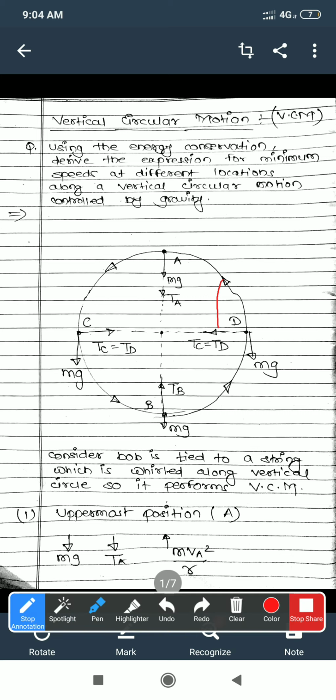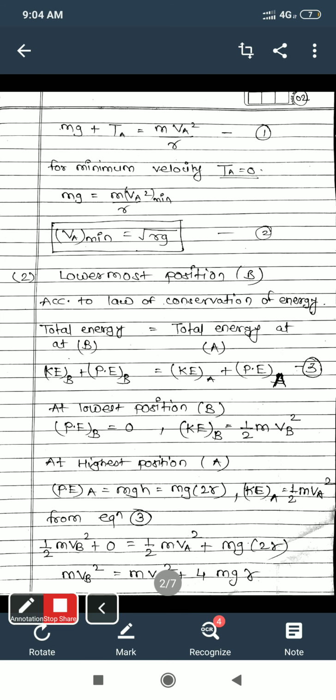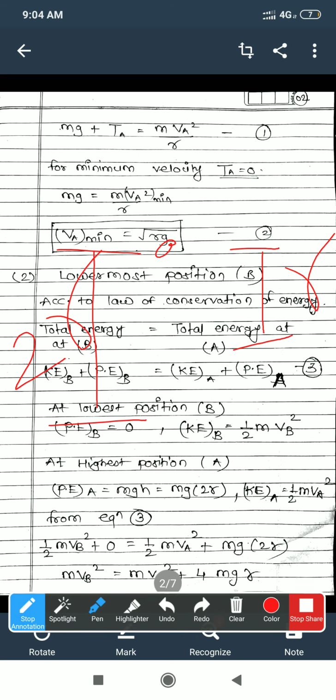At point A, if you consider this point, the total height will be 2r, and this much height will be r. So whenever you consider the potential energy, that is height h in that formula, at point A you will consider the height as 2r. We have considered here 2r. Okay, and kinetic energy will be same, half mv square.